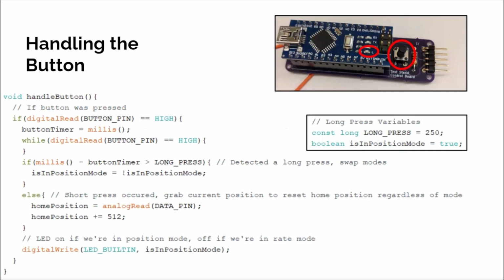If it is greater than what signifies a long press, which is a threshold of 1/4 of a second, we toggle what mode it is between position mode or rate mode. Otherwise, if it is a short press and is less than 1/4 second, we grab the current position and reset this as our home position, our new 0. Lastly, we switch the LED on or off dependent on the mode.